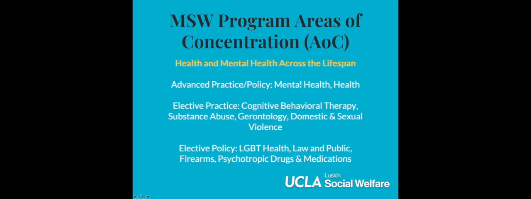Okay, and then the second area of concentration is health and mental health across the lifespan. Here, advanced practice and policy is going to be mental health and health. Elective practice includes cognitive behavioral therapy, substance abuse, gerontology, domestic and sexual violence. Elective policies are in LGBTQ health, law and public, firearms, psychotropic drugs, and medications. All of these are encompassed in health and mental health.